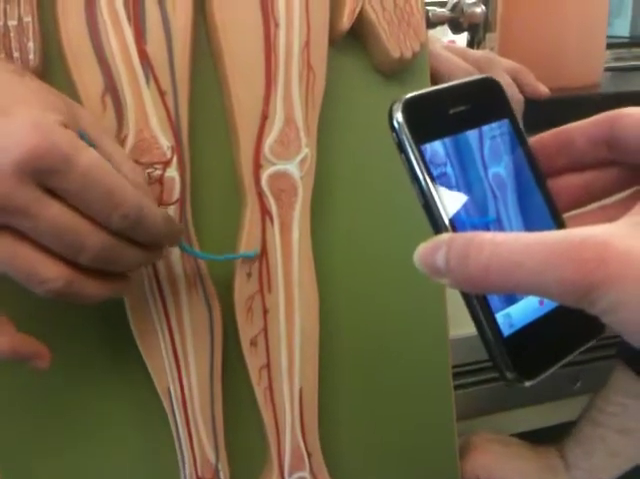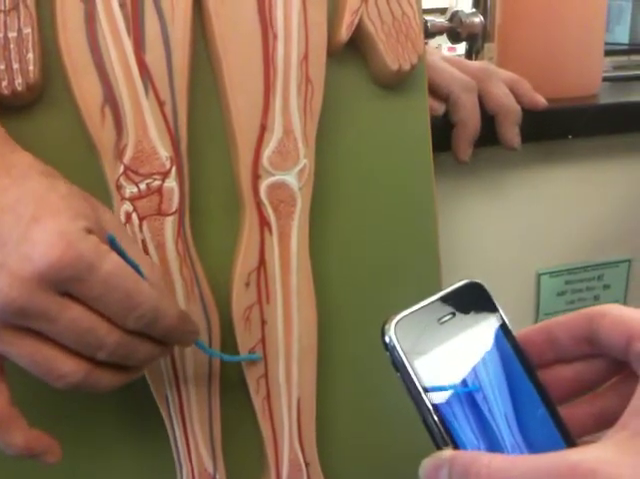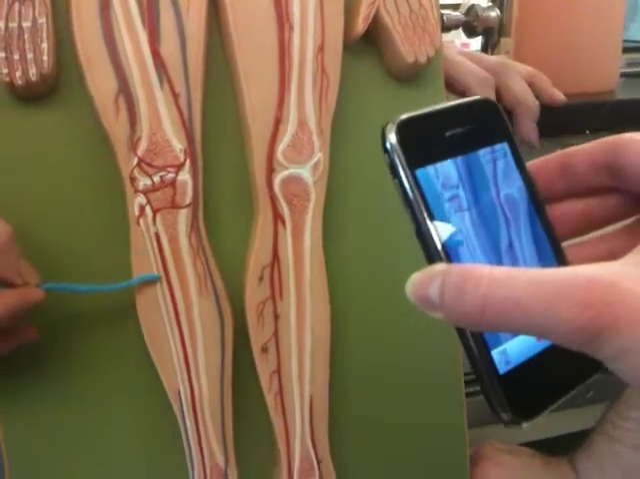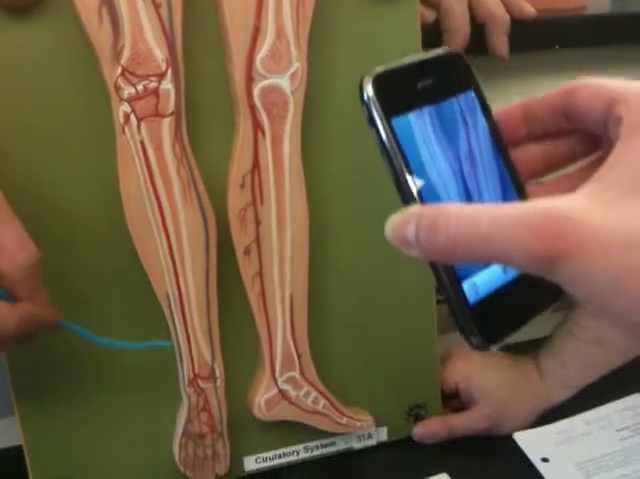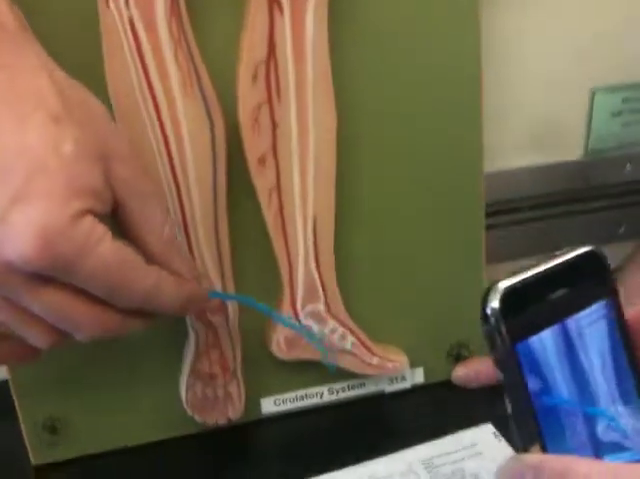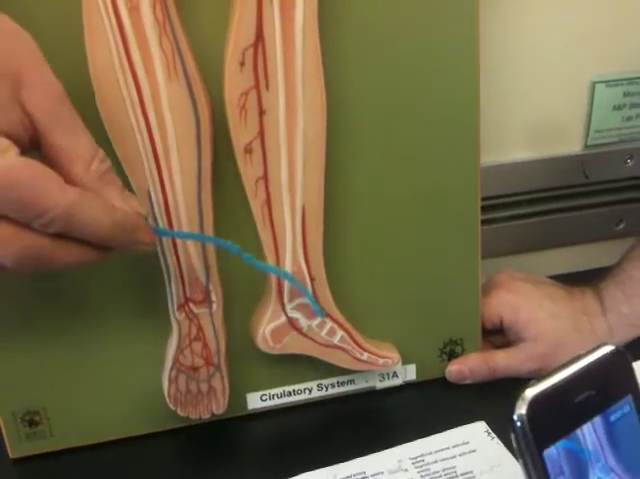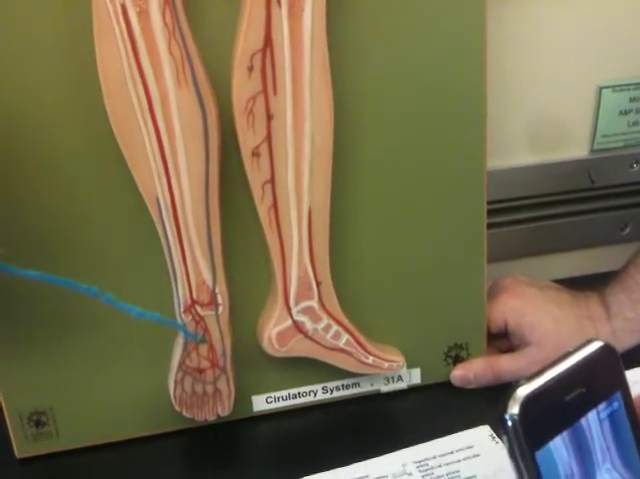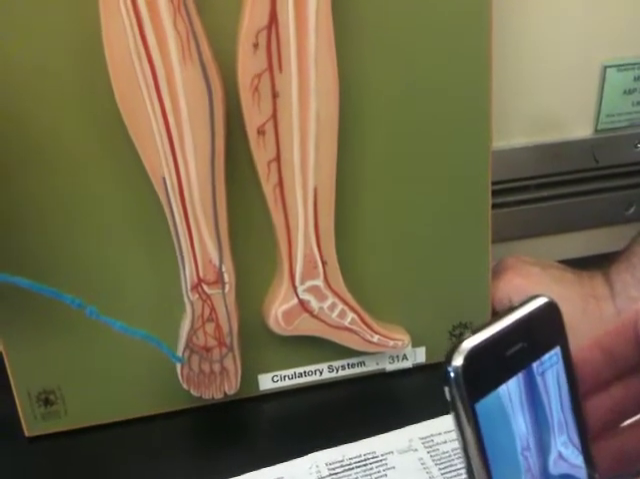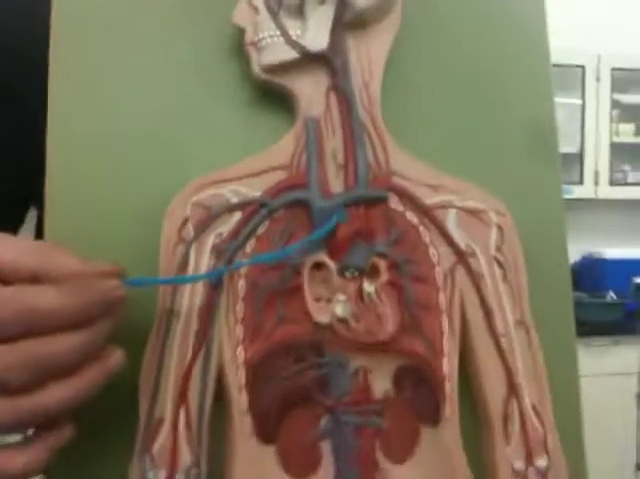So one part stays in the back of my leg, so posterior tibial. One part comes in the front of my leg, which is anterior tibial. You know they're connected because they make a big loop. That's your dorsalis pedis, top of foot. And the little ones that go to my toes are your metatarsals. So now we're going to go back up to my heart, and we're going to go to my guts.